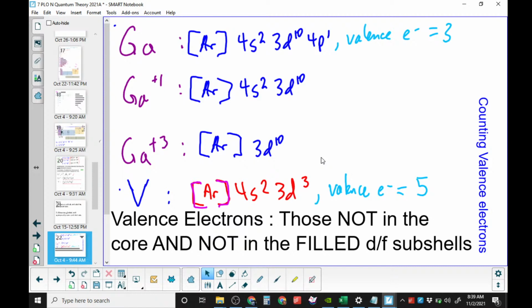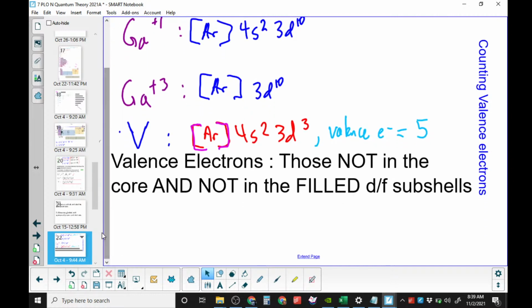So a couple of definitions. Valence electrons are those not in the core and not in filled d and f subshells.